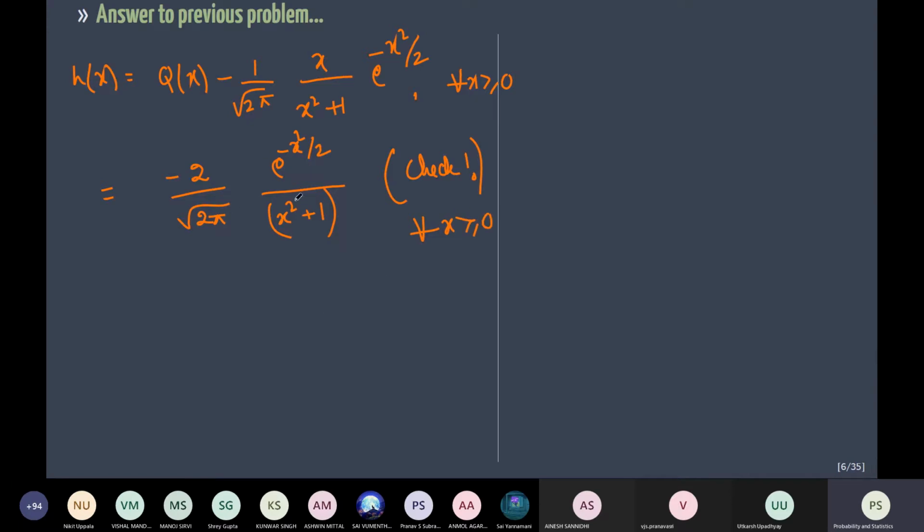Now this guy is surely negative because this is positive, strictly positive, so this guy is strictly negative. It is less than 0 for all x greater than equal to 0. So from here, what I have shown is that this is h prime x, which is negative for all x greater than equal to 0. So what we note is that h is strictly decreasing.